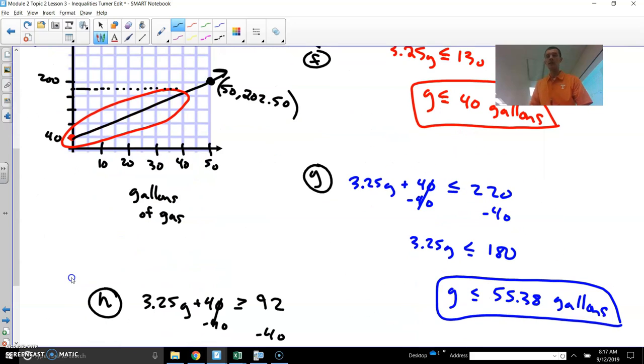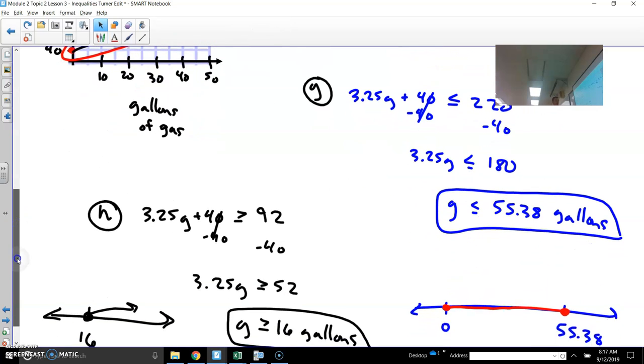So the next part, G, kind of just changes the number. Well, what if you had $220 to spend? So same steps, subtract 40, divide 3.25 over to 180, and that leaves you with a little over 55 gallons of gas. I believe it wanted us to draw that on a number line.